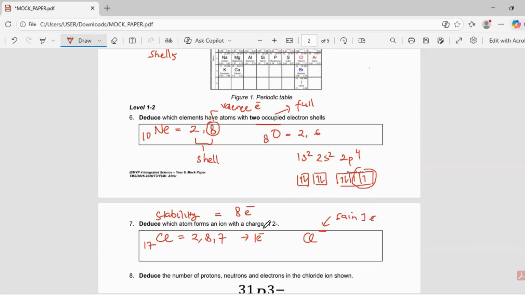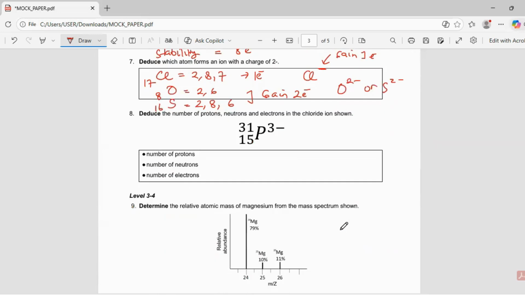So if the question asks for a charge of negative, then we need to find group 16. We can choose oxygen or sulfur. Why? Because both atoms have only 6 electrons in the outer shell, and it will make them gain 2 extra electrons to become stable. When atoms gain electrons, they will have a negative charge. So it is O2 minus or S2 minus. So you can choose O or S. That's for number 7.